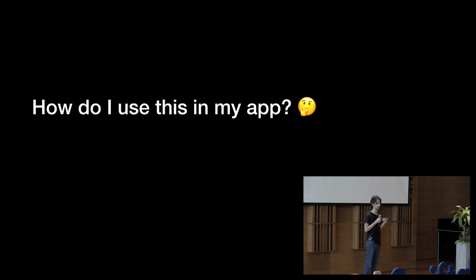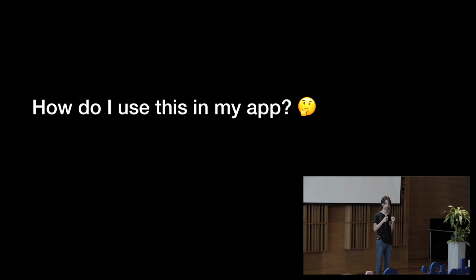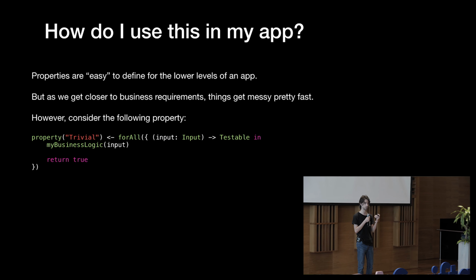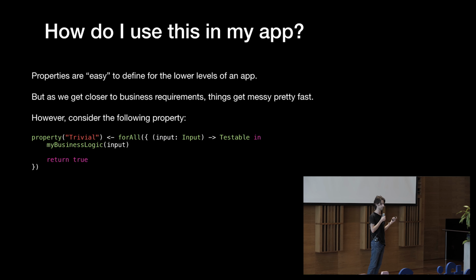But you might be thinking, okay, how do I use this in my app? Because we're talking about properties, and when you're talking about computing an average or about reversing arrays, it's easy to find properties, but in our app, we have business requirements, and business requirements are messy, and it's much harder to find properties, and you would be absolutely right to think so. Properties are easy to define at a lower level, but when we get to business requirements, it's more complicated.